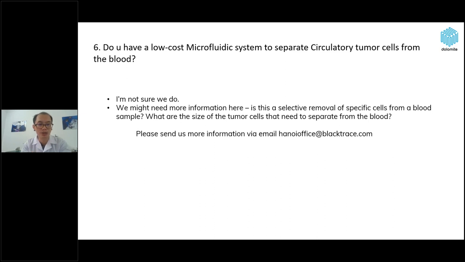Do you have a low cost microfluidic system to separate circulating tumor cells from the blood? For this question, frankly speaking, I'm not sure we do. Maybe we need more information, like whether this is a selective removal of specific cells from a blood sample, or what the size of the tumor cells to be separated from blood is. If possible, please send us more information to the Hanoi office email at blackjay.com, so we can send you the answer with more detail about this application and the system that can be provided for it.